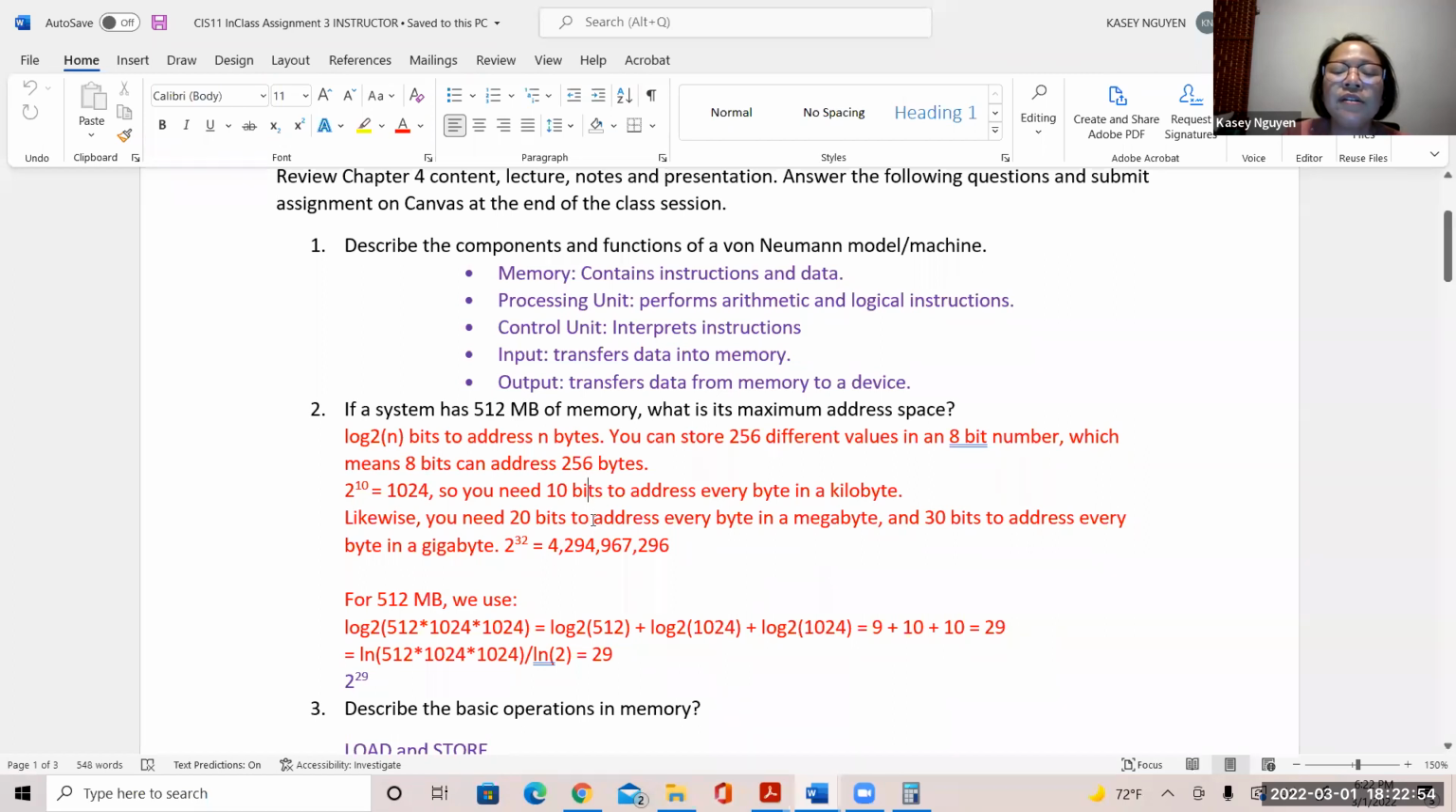So you need 10 bits addressed for every byte in a kilobyte. And so if you want to go to the next level, which is the megabyte, you will need 20 bits addressed for every byte. And so when we're looking at gigabyte, you need 30 bits addressed for the gigabyte. And so when you're looking at this value, 2 to the 32 power, that's going to give you 4 gigabyte. Okay. Any question?